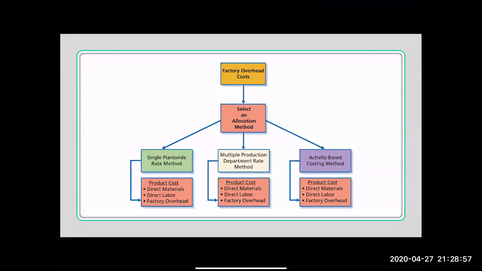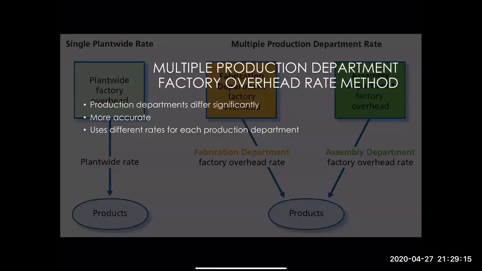All right, guys, so here we are picking up where we left off from the prior video. We're going to be looking at the multiple production department rate method. That's what we're going to be focusing on more specifically: how are we going to allocate factory overhead? For the multiple production department factory overhead rate, that's a lot to say, of course.